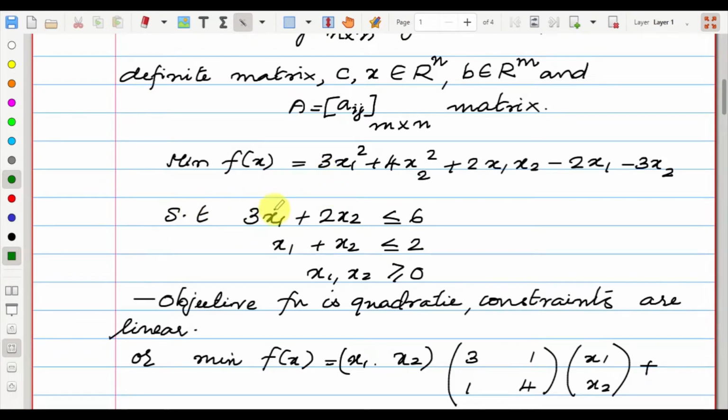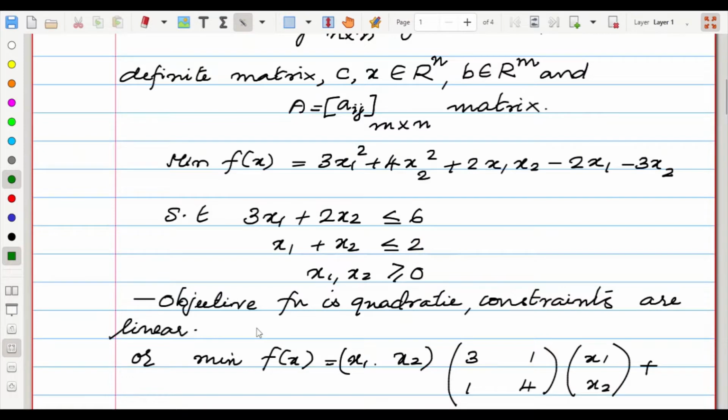So this is an example for a quadratic programming problem. Here it is not linear, so here we are having power. Minimum f of x equal to 3x1 square plus 4x2 square plus 2x1x2 minus 2x1 minus 3x2 subject to these constraints: 3x1 plus 2x2 less than or equal to 6, x1 plus x2 less than or equal to 2, and x1, x2 greater than or equal to 0.